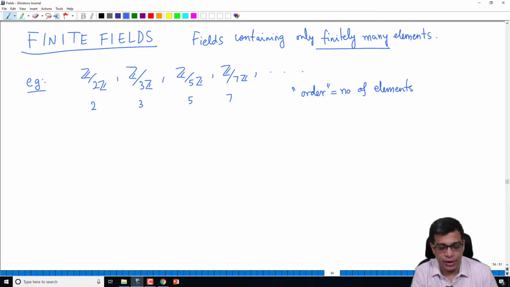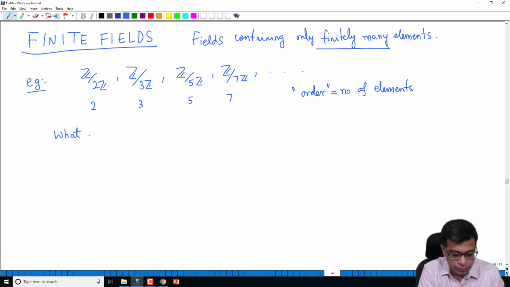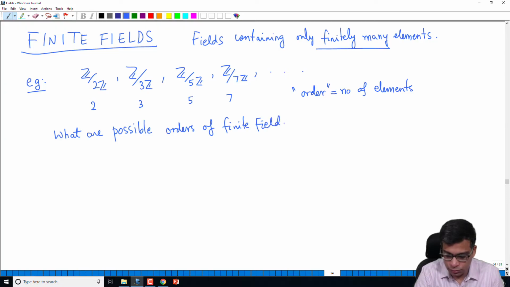So the first question I want to address is, what are possible orders of finite fields? So I want to eventually prove a theorem which completely classifies finite fields and tells us a lot about their structure. But in order to motivate that theorem, I want to quickly discuss some examples and some initial observations. What are possible finite orders?